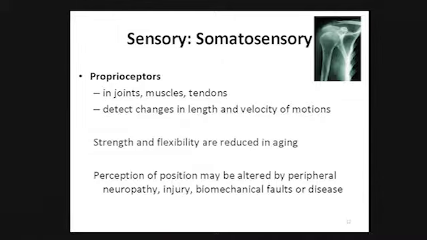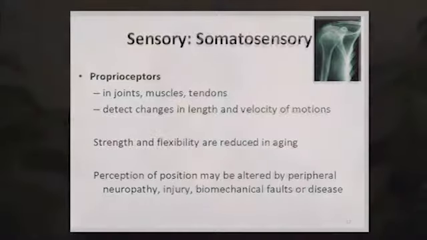What is in that somatosensory system? Your proprioceptors, your sense of movement from your joints, your ligaments, your tendons, your muscles, looking at not only the speed of your movement, but the changes in length of those ligaments and muscles. Now, as you know, when we get older, strength and flexibility are reduced, so that somatosensory system ages, and those changes can be deleterious to balance. Our perception of where we're moving in space, our perception of position, could be altered by problems as we age, like peripheral neuropathy, not picking up the sensations properly from the joints, maybe diabetic neuropathy.